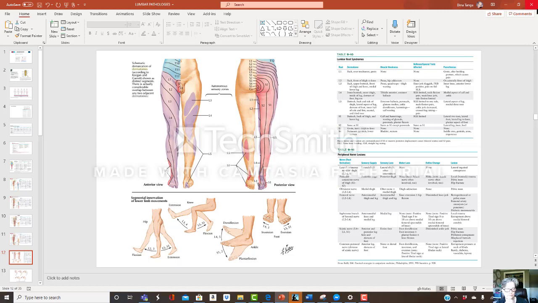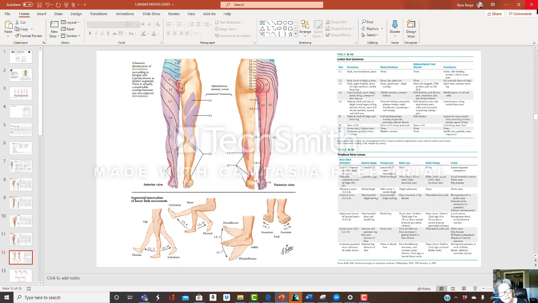Hip flexion, L2, L3. Hip extension, L5, S1. Knee extension, L3, L4. Knee flexion, L5, S1. Dorsiflexion, L4, L5. Plantar flexion, S1, S2. Inversion, L4, L5. Eversion, L5, S1.